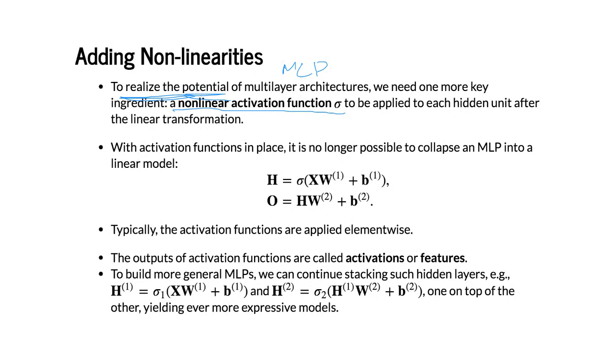And that function is applied to each hidden unit after the linear transformation. So it's very simple. Previously we had H, if you remember, equal to X times W plus the bias, but let's ignore the bias. Now what we will have is that H is equal to sigma. So we first compute X times W, and then we apply this sigma function that you see over here.